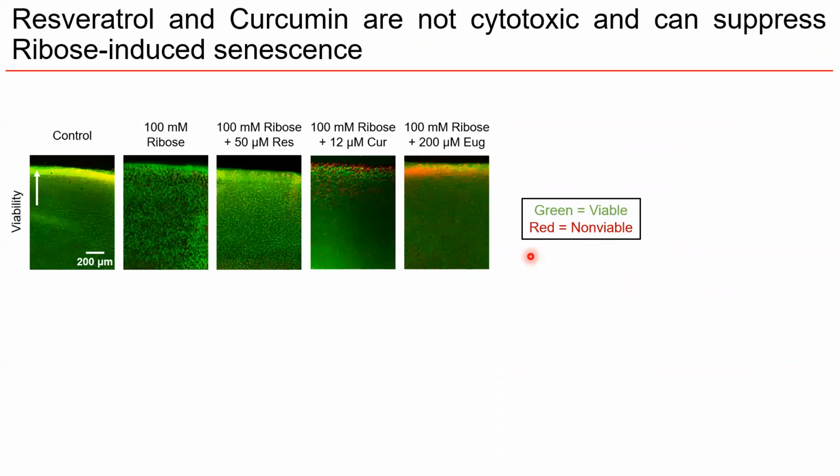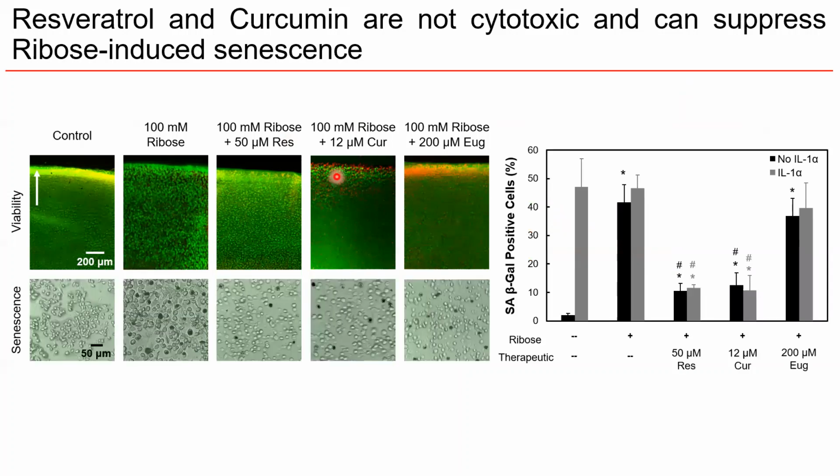We further determined that all 3 drugs were not cytotoxic at the concentrations used, and as an indicator of cell aging, chondrocytes were stained with beta-galactosidase. Consistent with previous results, resveratrol and curcumin suppressed ribose-induced senescence, whereas eugenol did not.